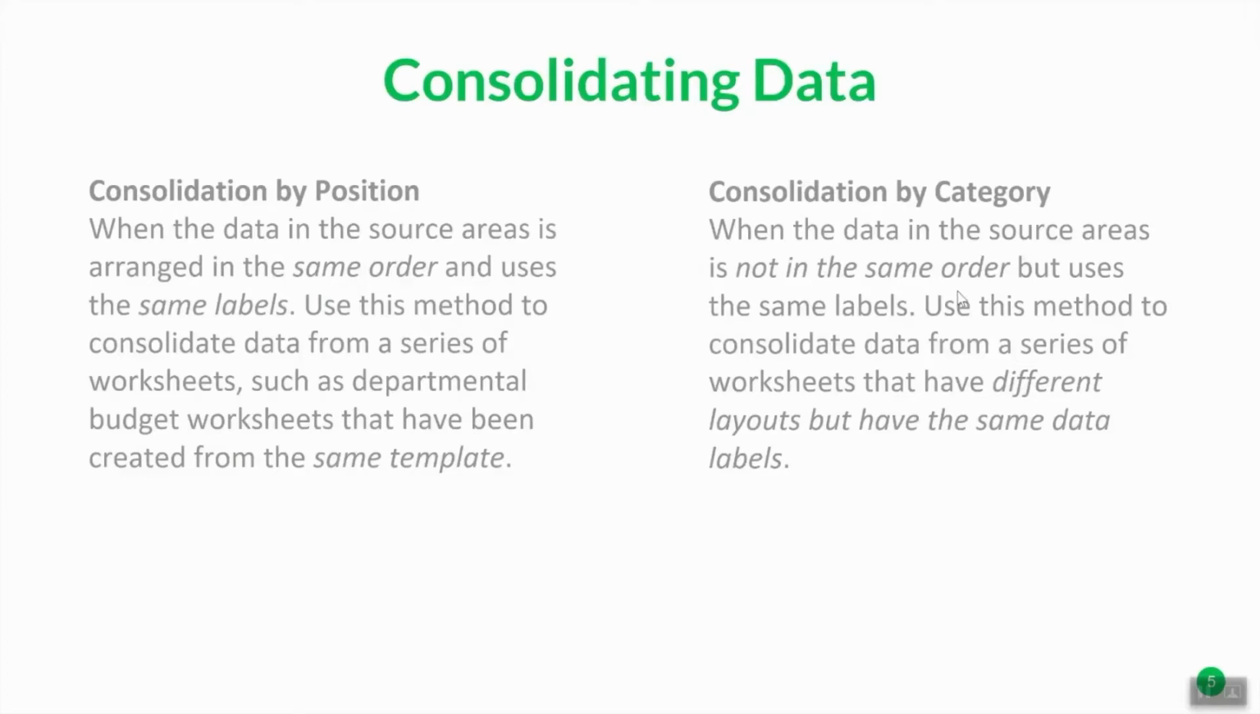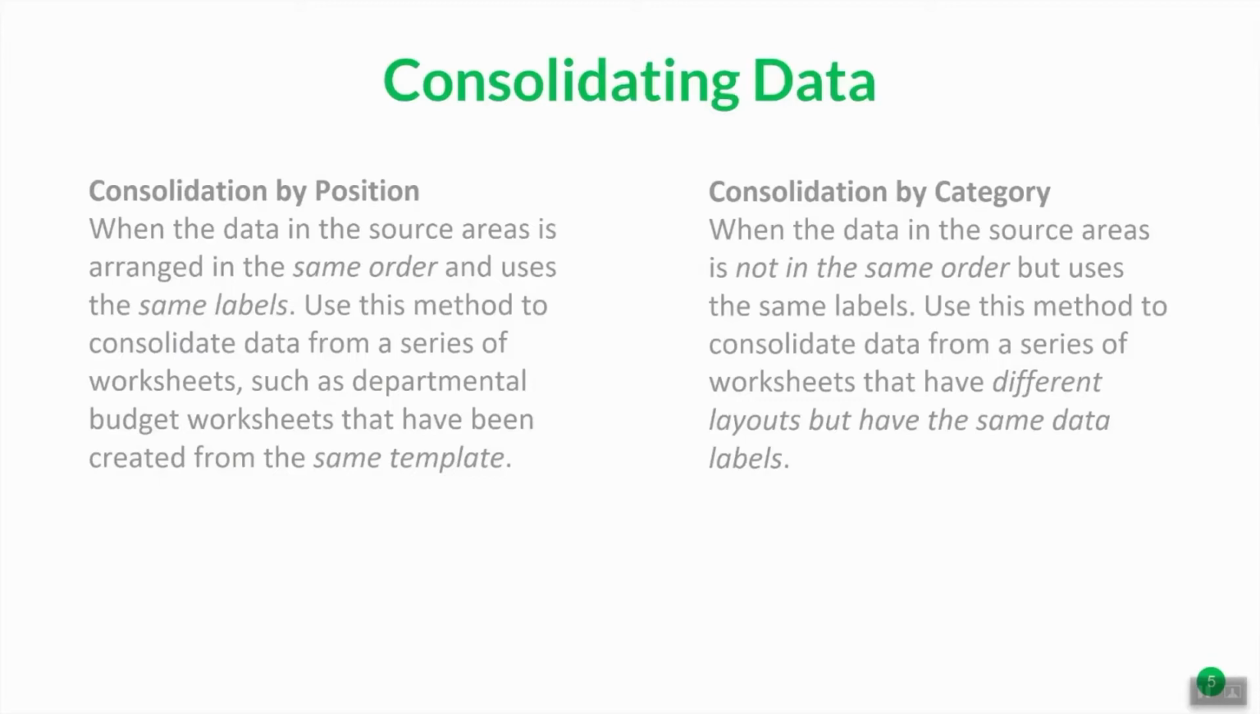Consolidation by category is when the data in the source areas is not in the same order, but uses the same labels. Use this method to consolidate data from a series of worksheets that have different layouts, but have the same data labels. For our purposes here, I'm only going to demonstrate consolidation by position, because in general, it is an organizational best practice. Once you're aware of the power of this tool, you'll want to set your sheets up to take advantage of it.